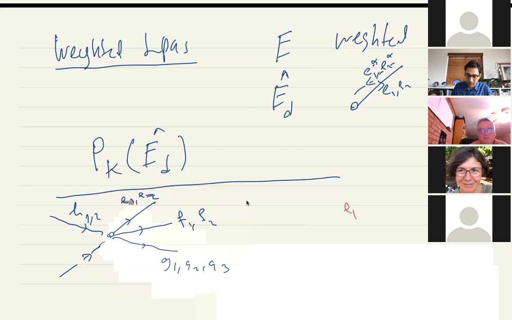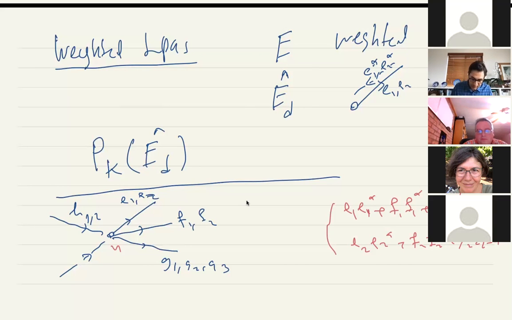So it becomes E1, E1 star, F1, F1 star, G1, G1 star is U. Go to the second layer, write the relations. So you get E2, E2 star, F2, F2 star, G2, G2 star is U. And keep doing all that. So go through all the layers and write these relations. So this gives you the edges getting out.